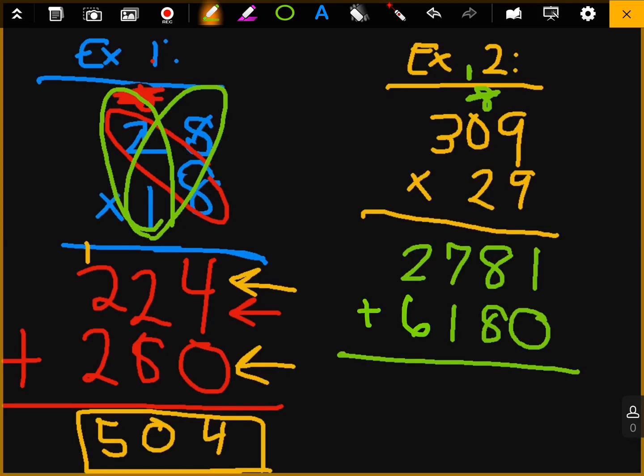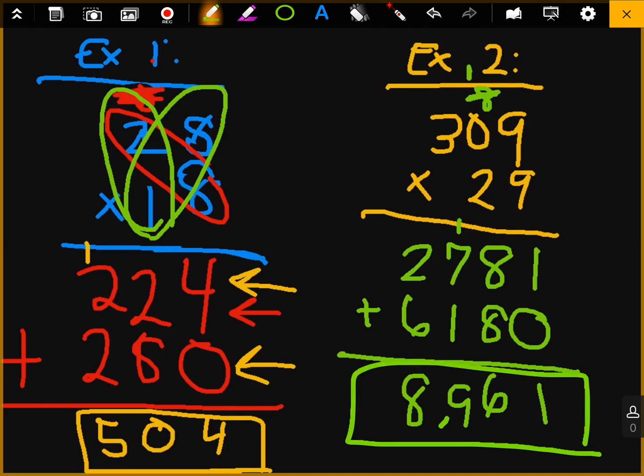Now the final step is to add the partial products. So 1 plus 0 is 1, 8 plus 8 is 16, put the 6 there, carry over the 1. 7 plus 1 is 8, plus the other one is 9, and 6 plus 2 is 8. And our answer is 8,961.